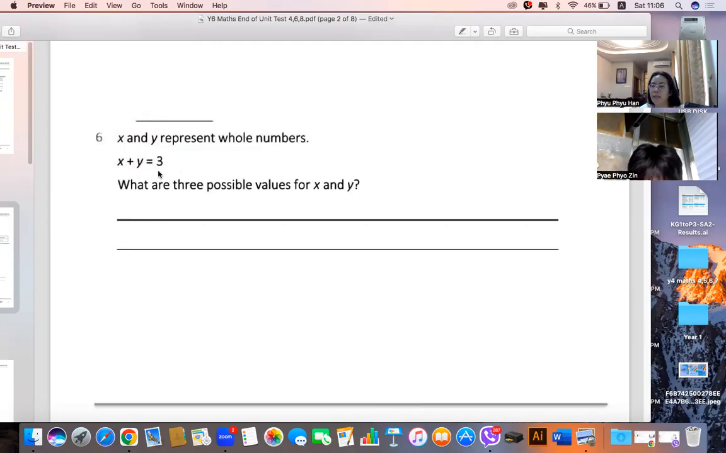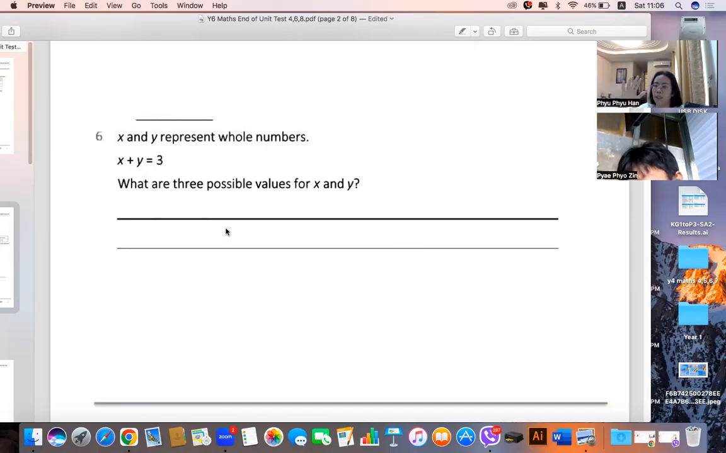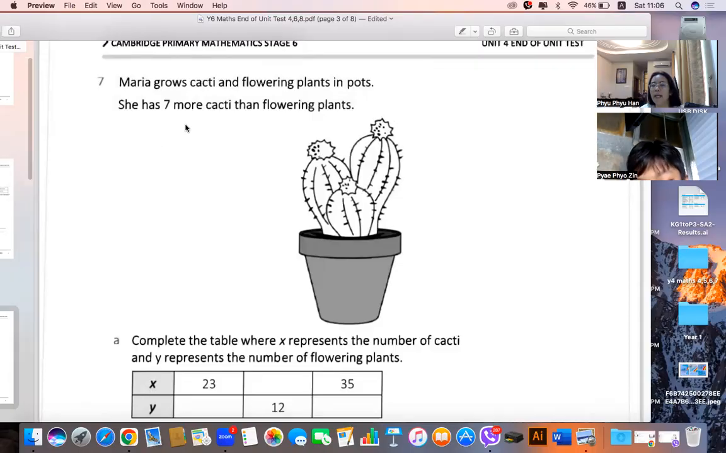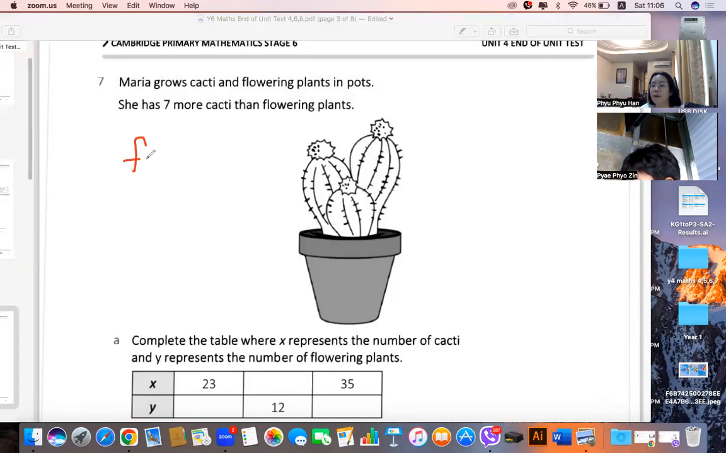And this is the algebra, right? X, Y. You also need to think carefully. When you see this, you try to think whether you need to add or subtract, and which one is the base number. For example, just now the cactus problem, yesterday the cactus problem. Flowering pot, she has 7 more cactus than the flowering plant. So for example, flowering plant F, so the cactus is 7 more. So cactus will be F plus 7.